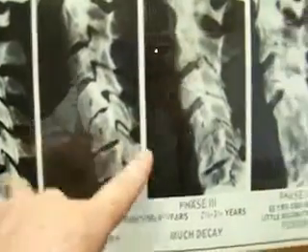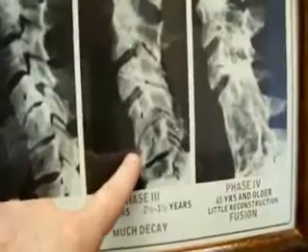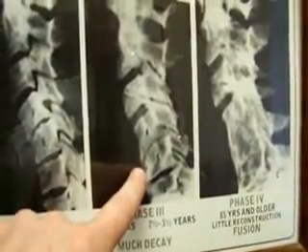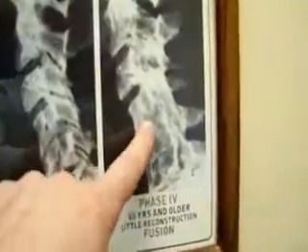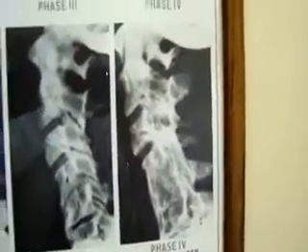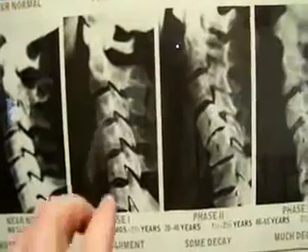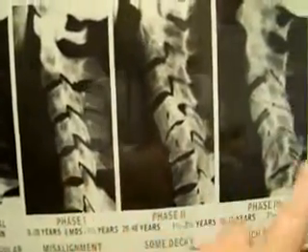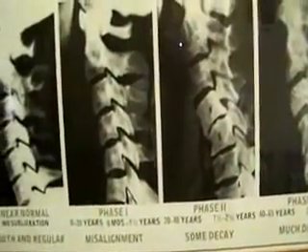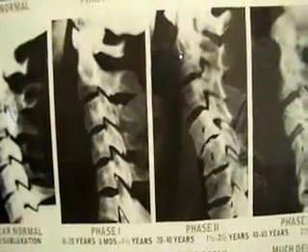If this is left uncorrected, it will progress to where the bones start to fuse together. The body tries to stabilize what's going on, and it will actually end up completely fusing the spine if left uncorrected. So what we want to do is take a look at the spine, find the problem, and get it corrected before it progresses into a condition that may be permanent and is not repairable.